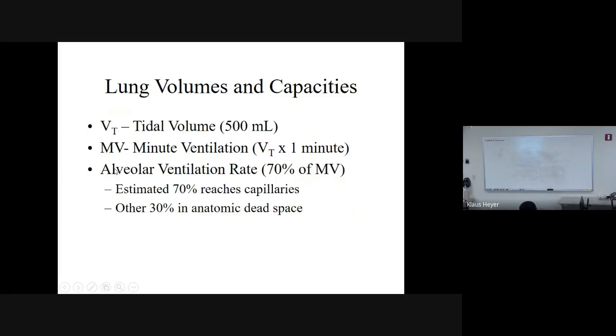Alveolar ventilation rate. Not all of the air, not all of the oxygen, for example, when you breathe in, makes it into your blood. Only about 70% does. Think about the end of your breath before you start breathing out again. There's air that just gets stuck in your trachea, in your bronchioles, right? So not all of it makes it. So if we wanted to figure out the alveolar rate, we just take 70% of any number. For example, tidal volume is 500 milliliters. If I want to figure out the alveolar rate of that, I just take 70% of 500. So I'm just going to go 7 times 5, 35. So 350 milliliters.